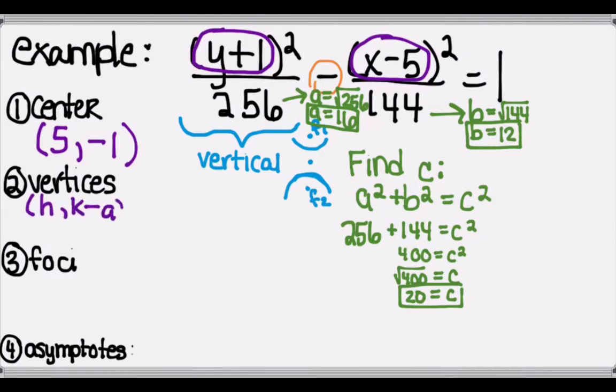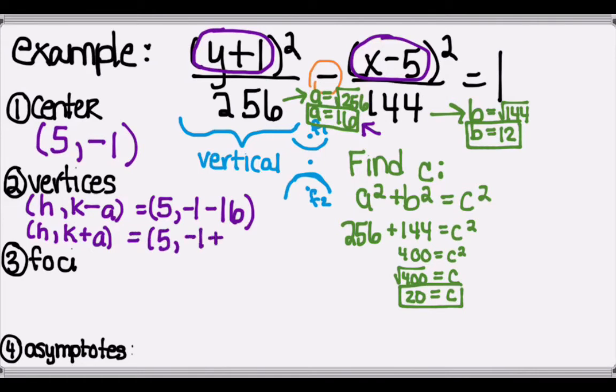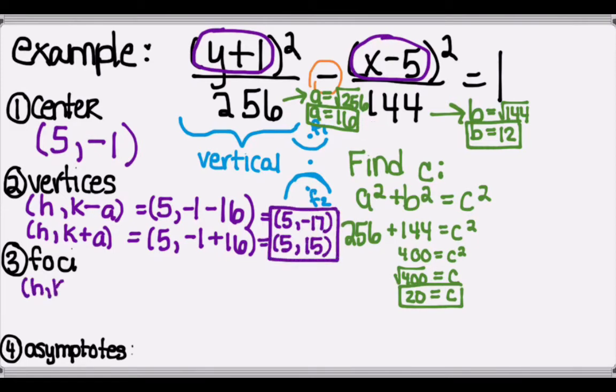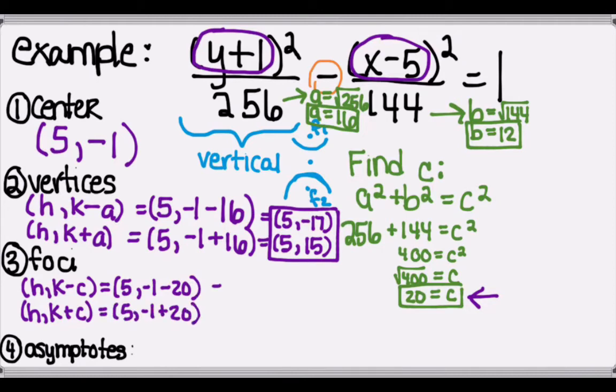To find the vertices, we use the center and we use the value of a. So we add a and subtract a from the y values of the center. So that gives us 5 comma negative 1 minus 16, and then 5 comma negative 1 plus 16. Same idea for the foci, but in this case we're adding and subtracting c from the y value of the center. So c is 20, so that gives us 5 and then negative 1 minus 20. The other point is at 5, negative 1 plus 20.